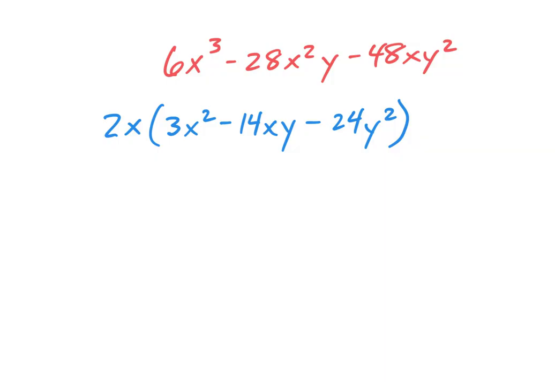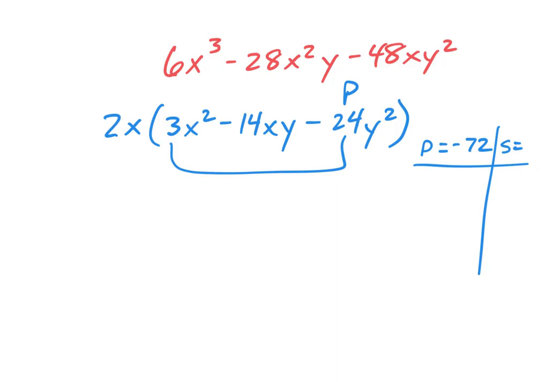Okay, are we done? Not necessarily. This one's a little tricky. The product has got to be these two numbers together, 3 times negative 24, because I have a leading coefficient in front of the x squared. So what is 3 times negative 24? Negative 72. So I need a product of negative 72 and a sum of negative 14.